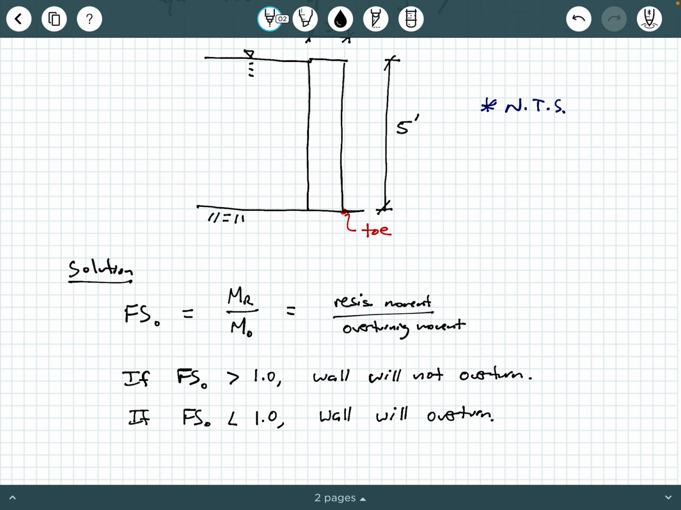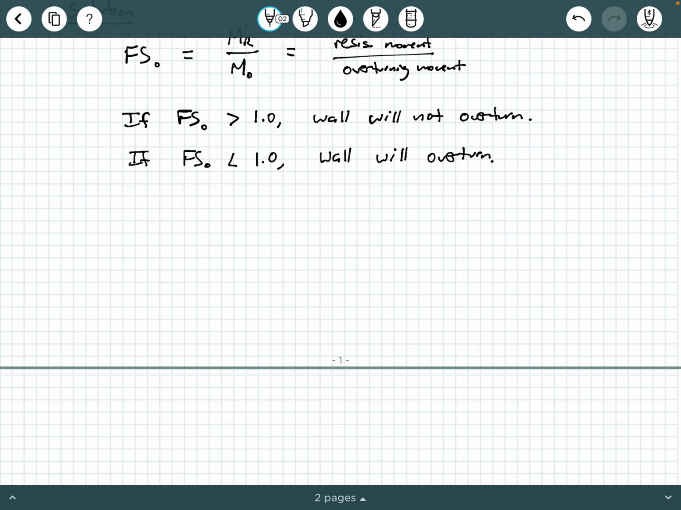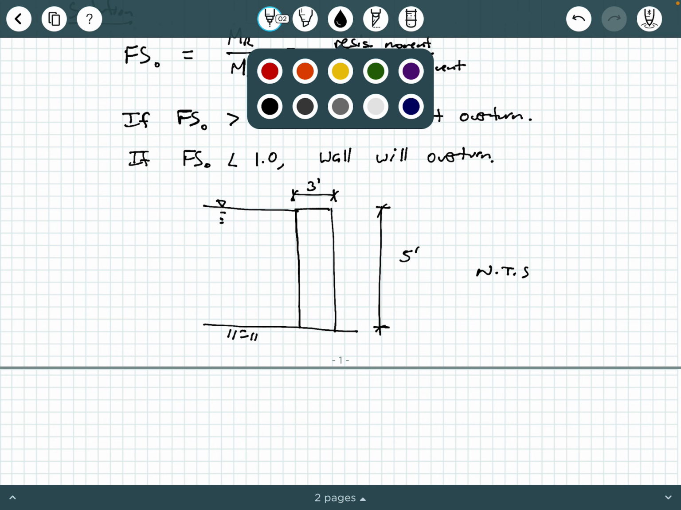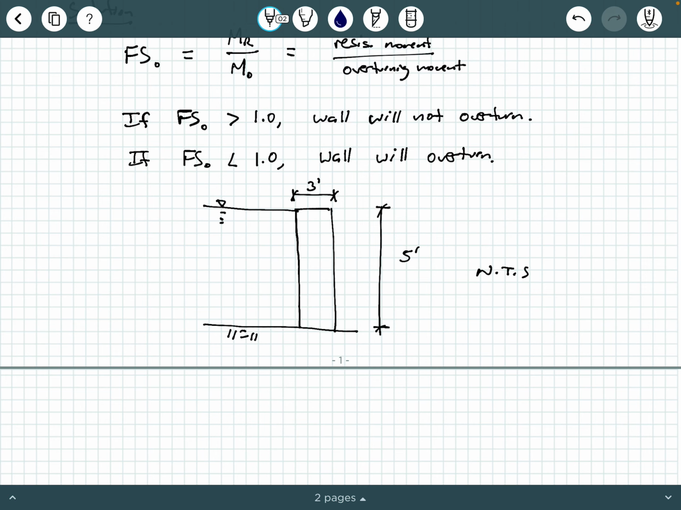Let's go ahead and get started. We're going to redraw this figure down here, and of course we have our wall here, it's 5 feet tall, 3 feet wide. Again, this is not to scale. Okay, and here's our water level back here, or the liquid level, I guess, but it's probably water.